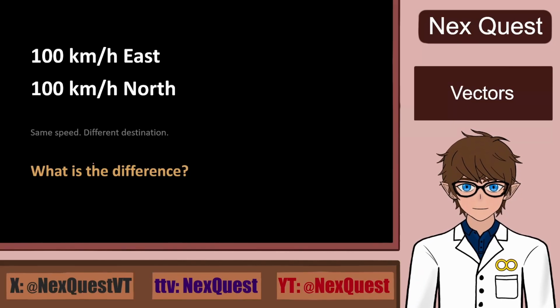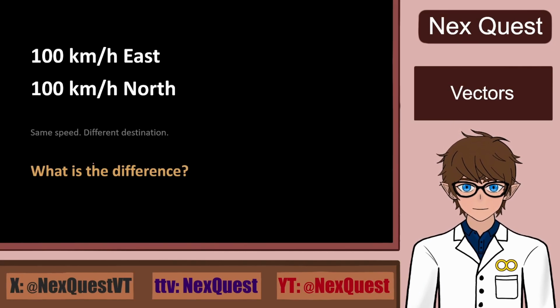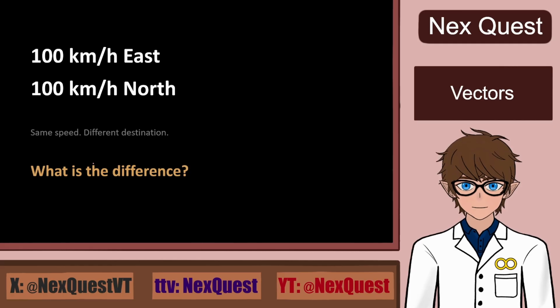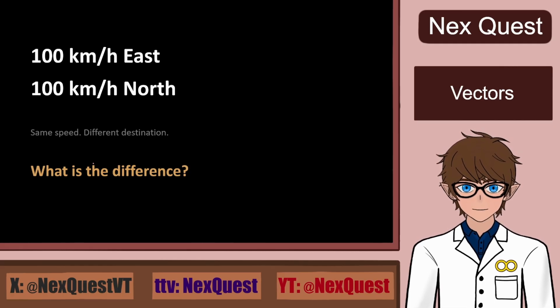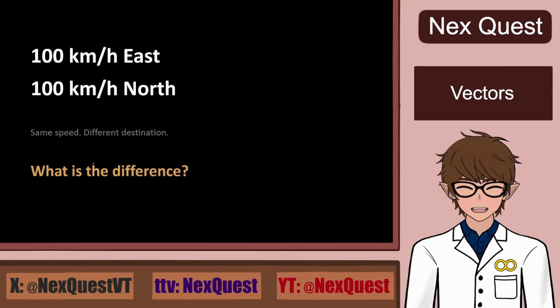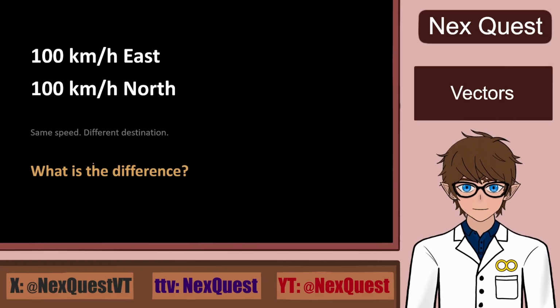Suppose a plane flies at 100 kilometers per hour. Is that enough information to predict where it will be in 1 hour? No. A plane flying east and a plane flying north can have exactly the same speed but end up in completely different places. The number does tell us how much magnitude or distance is covered in a certain time, but in physics, direction often matters just as much as magnitude, if not more sometimes.